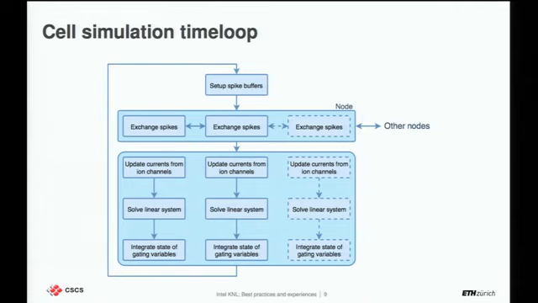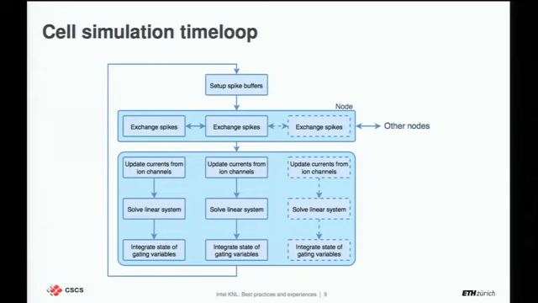Here is the basic time loop of the algorithm. First, we set up the spike buffers. This is basically a scheme for double buffering for the communication, so as to be able to overlap communication and computation. And then we start a parallel section. We first exchange the spikes. This is basically an all-to-all communication step that happens also inside the node, but also at certain intervals, we have also communication between the nodes.